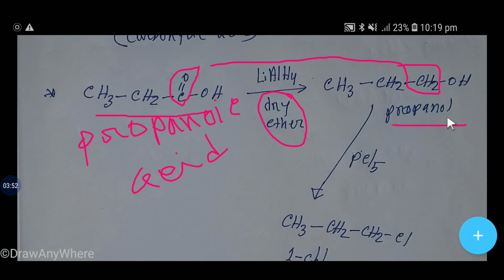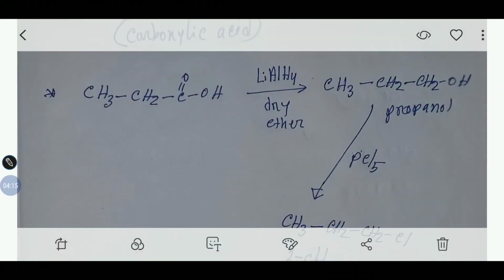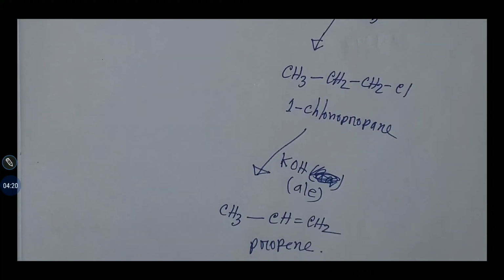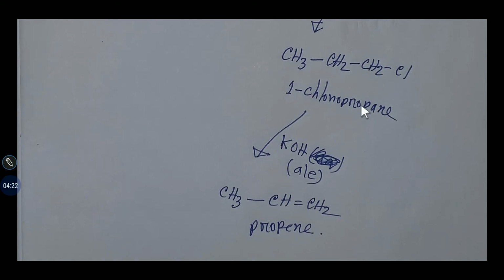And now if you add phosphorus pentachloride to propanol, then this hydroxyl group will be replaced by chlorine that will come from phosphorus pentachloride, and you will get this. This is 1-chloropropane, right?